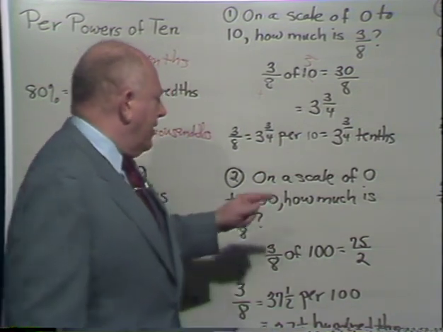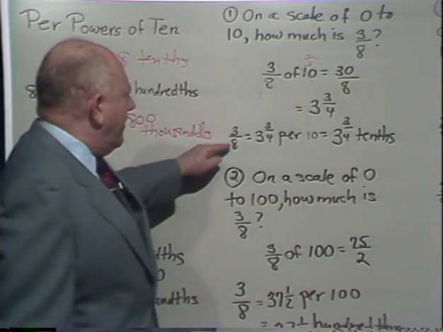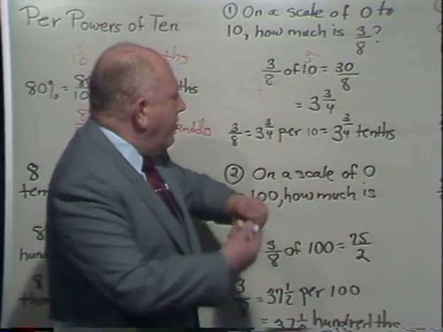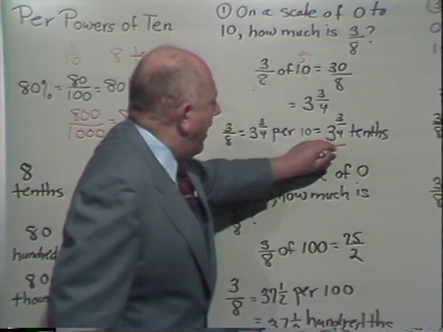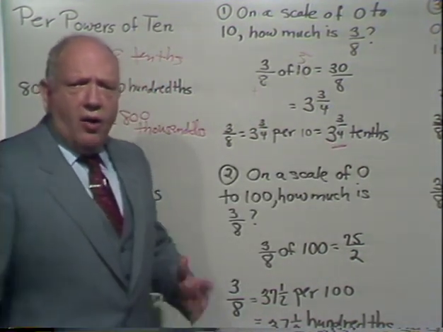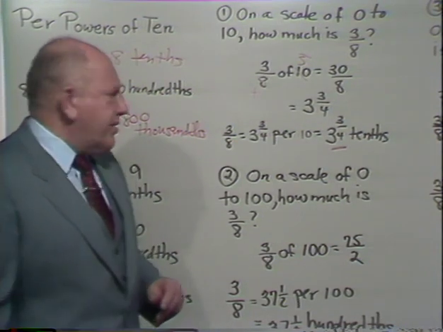And that's basically the idea over here. So at a rate of 3 out of every 8, you're taking 3 3/4 out of every 10. And notice now that the noun that's modifying tenths is 3 3/4, which is a mixed number. So we say, okay, let's see what happens if we switch to a scale of 100.